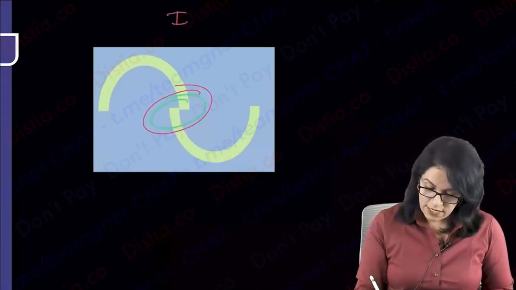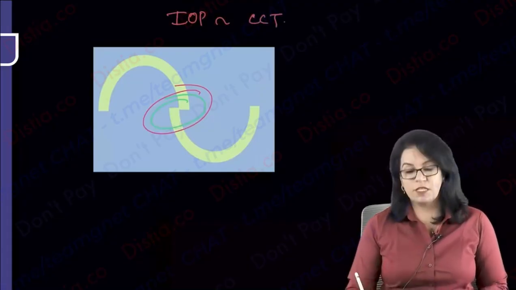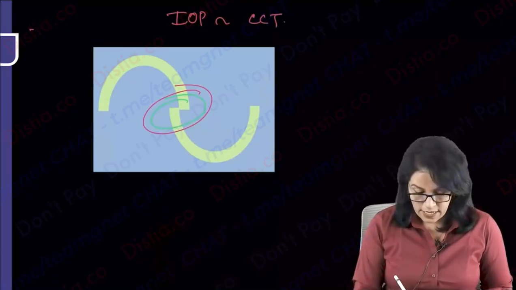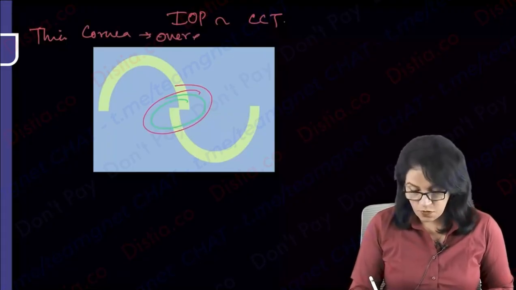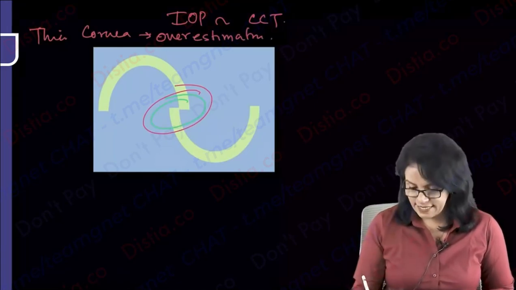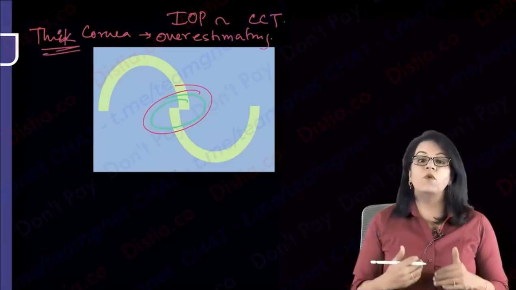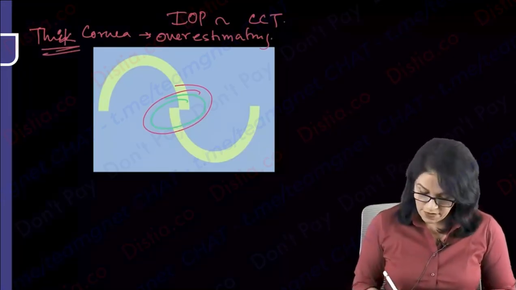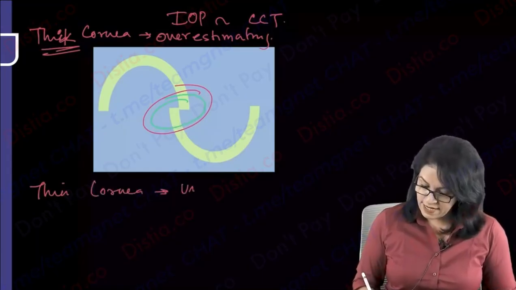Whatever I am measuring also depends on, please note down, central corneal thickness. CCT is central corneal thickness. So if the patient has a thick cornea, I am overestimating whatever the actual IOP is. In a thick cornea, we overestimate the IOP, and in a thin cornea, we will underestimate.